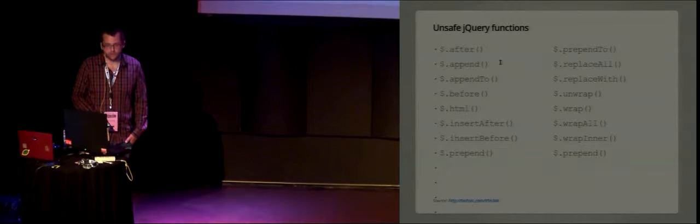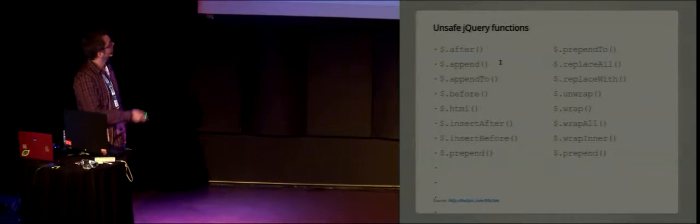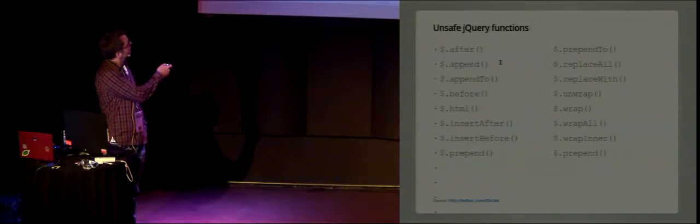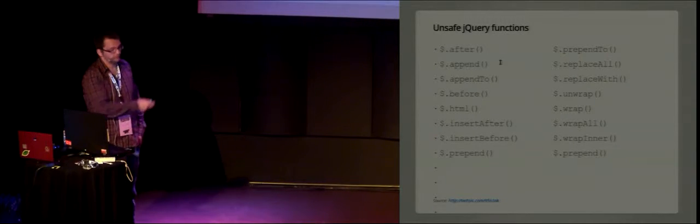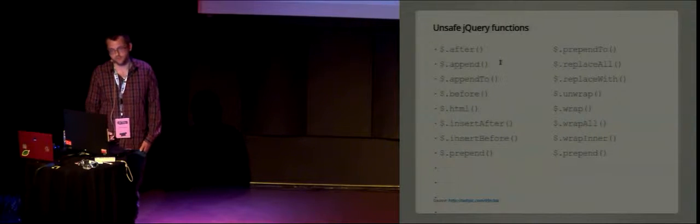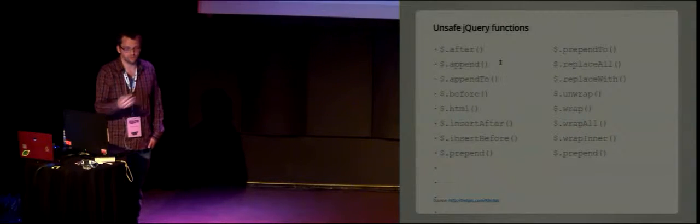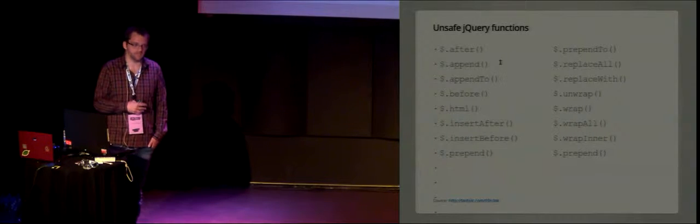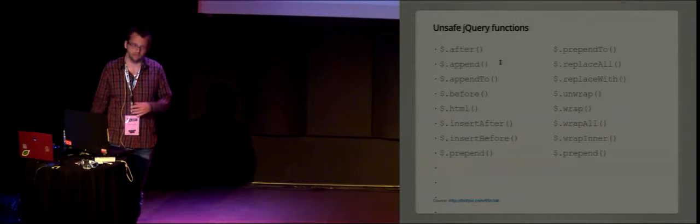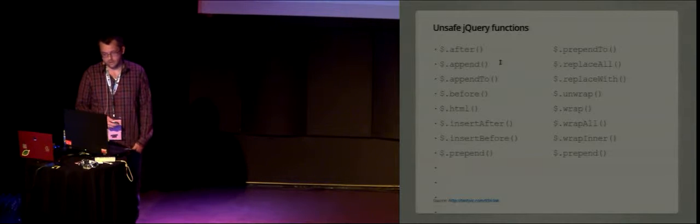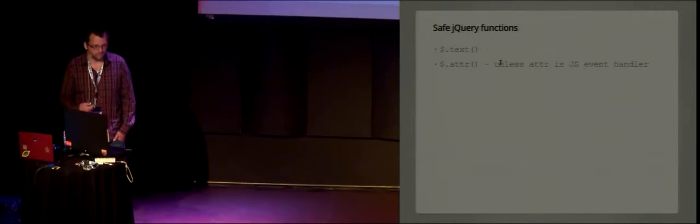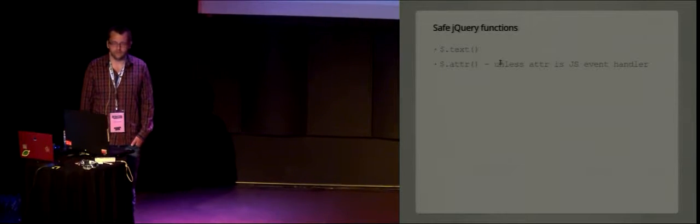When you're using jQuery, you have to remember that if you're using any of these functions, whatever you send in as an argument here is treated as HTML, not as text. So if you're sending in the username, if you're sending in the first name of the user, if you're sending in an address, it's treated as HTML. And if there's a script tag in there, it will run. The safer functions are, of course, text, and then the one that you use to set attributes.